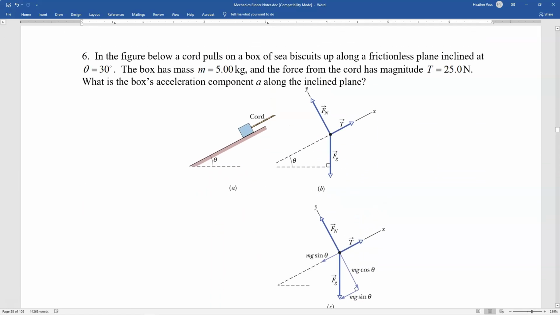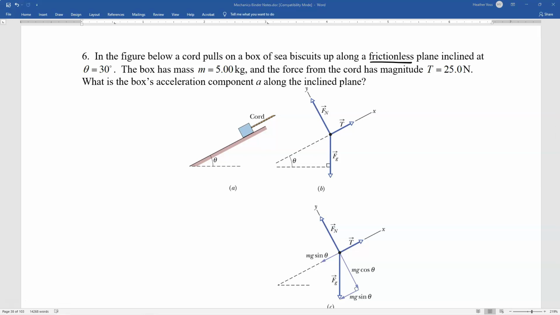In this example, we have a cord pulling a box of sea biscuits up a frictionless plane. Again, there's our favorite word, frictionless. One less force we deal with. That plane is inclined at 30 degrees. Now the box has a mass of 5 kilograms. We know the tension force. We want to find the acceleration component up the incline.